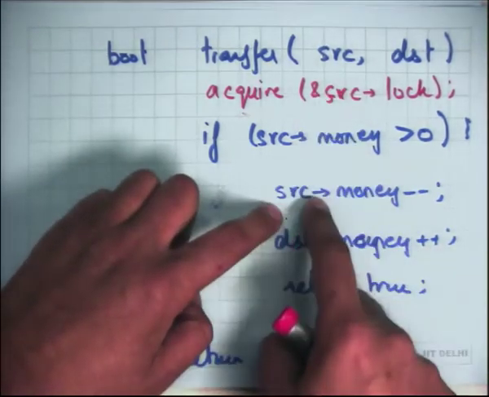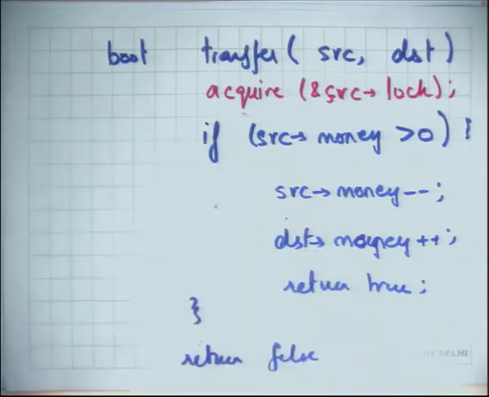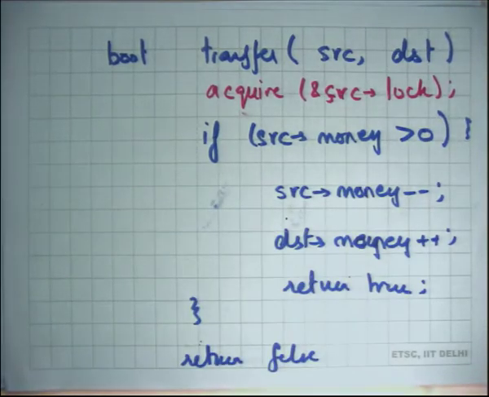So acquire, release, acquire, release. This has the problem that the transfer is no longer atomic, right? Because you have released the source lock, then you acquire the destination lock.